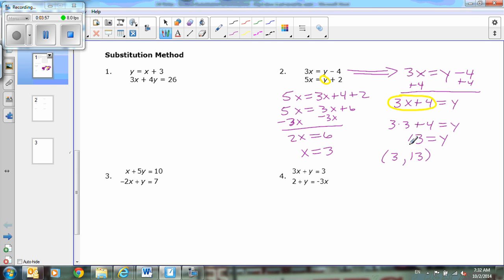Remember, this is called an ordered pair for a reason, because we put them in order. The first value will always be an x value. The second value will always be a y value.